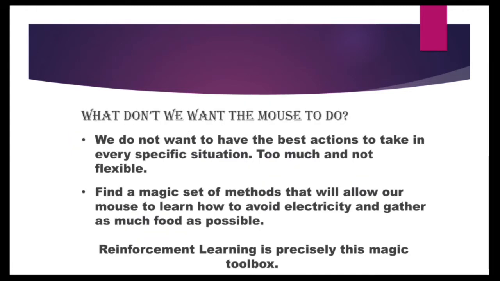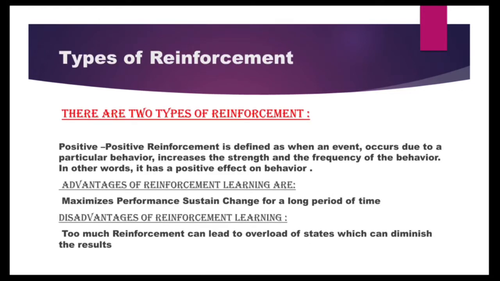What don't we want the mouse to do? We do not want to have the best actions to take in every specific situation, as that is too much and not flexible. We want to find a magic set of methods that will allow our mouse to learn how to avoid electricity and gather as much food as possible. We can also say that reinforcement learning is precisely this magic toolbox.